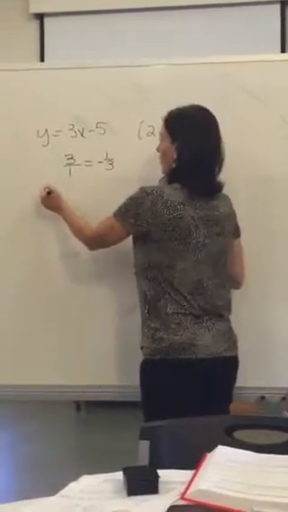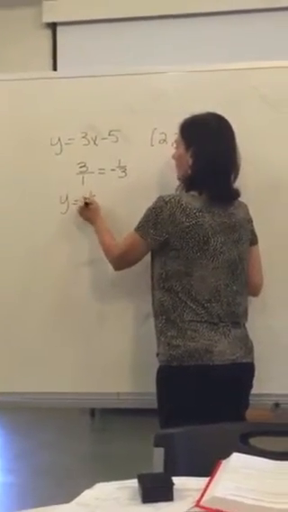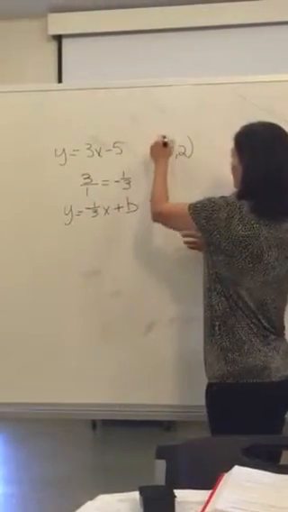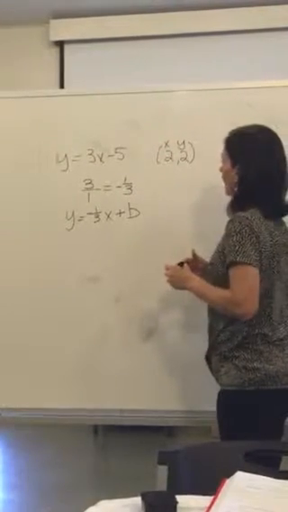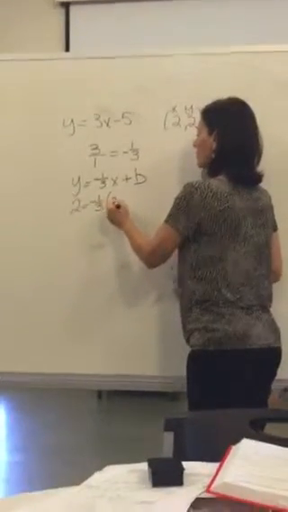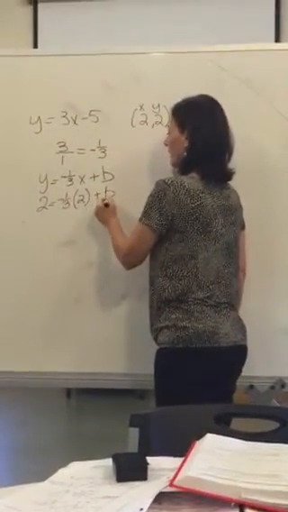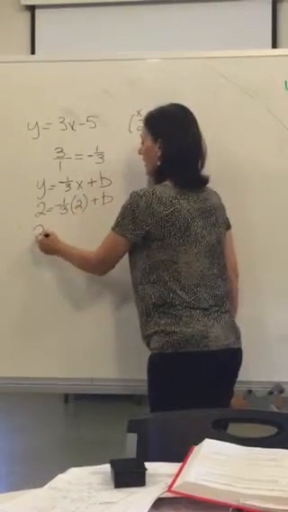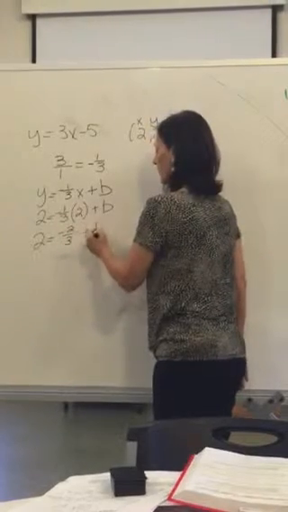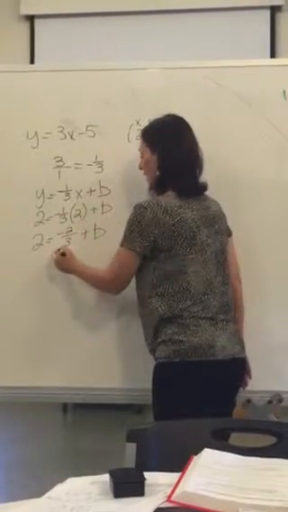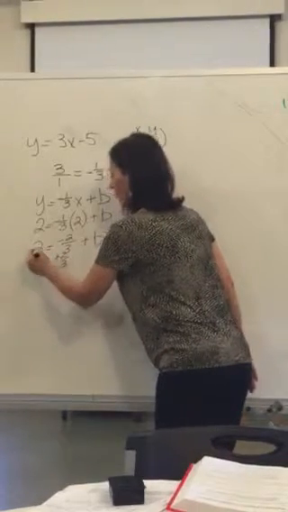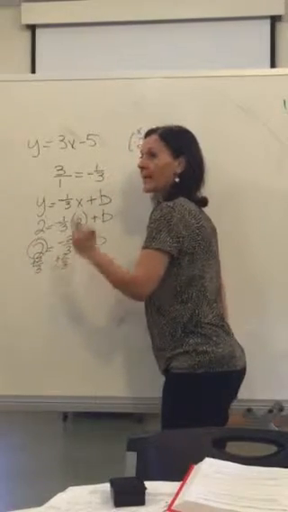Okay? So I'm going to have y equals negative 1/3 x plus b. Substitute my 2's in for x and y. And I have 2 equals negative 1/3 times 2 plus b. Multiply my negative 1/3 times 2, and I have negative 2/3 plus b. Add my 2/3 on each side. And I'm going to go ahead and convert my 2 to an improper fraction.